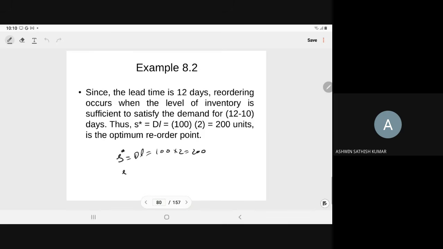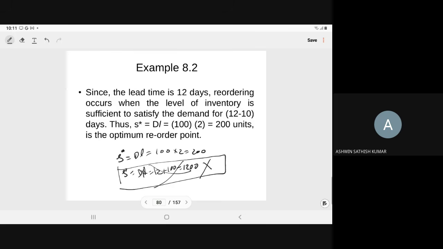Means we cannot say s star is equal to d into l, that is 12 into 100, that is 1200. Because in the production run you are producing only 1000 items. If you are producing 1000 items, your stock cannot be 1200. So that is the wrong approach, right? This approach is wrong. So in that case, we have to determine the effective lead time. And here the effective lead time is 2 days. Clear?